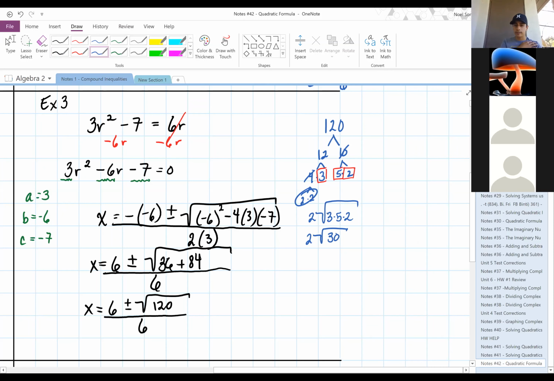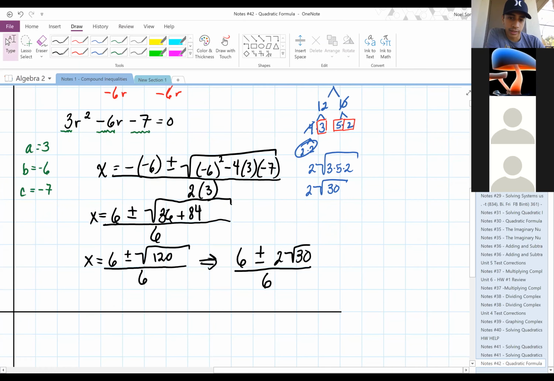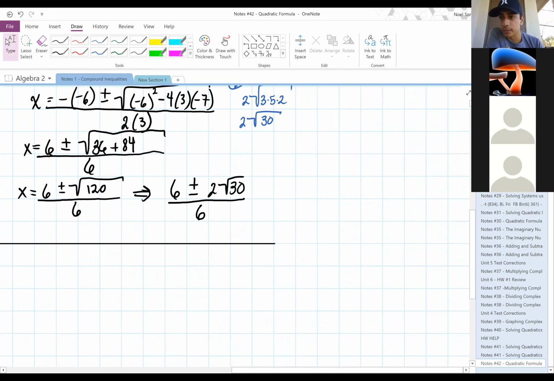Okay, so 30 cannot be simplified any further. So then we can simply convert the square root of 120 to 2 root 30, all right? So now let's move across this way. We can say that x is equal to 6 plus or minus 2 root 30 all over 6, right? Here we're going to be able to simplify some stuff because the numerator and the denominator have common factors. So go ahead and split this up.